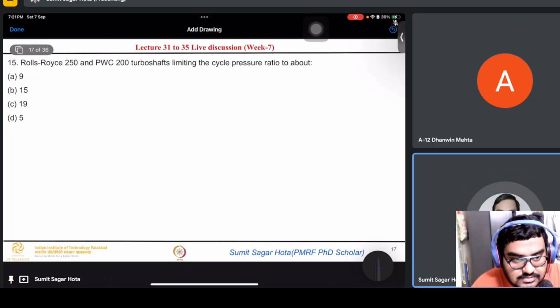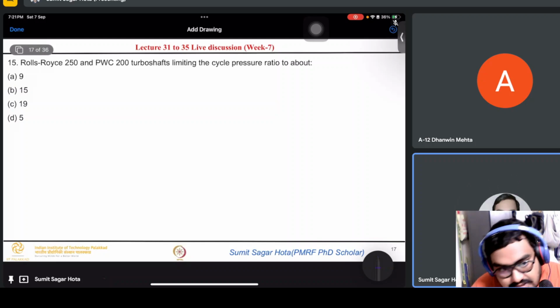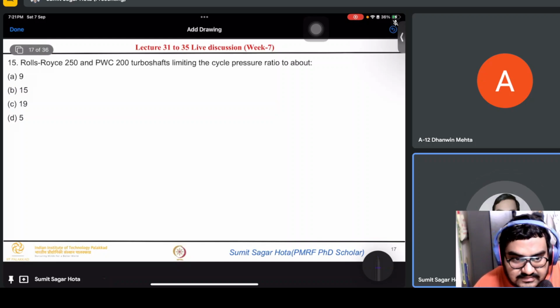Okay, the Rolls-Royce 250 and PWC 200 turboshafts are limiting the cycle pressure ratio up to about dash. Okay, so limiting means what is the maximum cycle pressure ratio. Cycle means whatever the cycle it is. A turbine engine operates on which cycle? Obviously it's a Brayton cycle. Okay, so in that Brayton cycle, what is the pressure ratio you want?